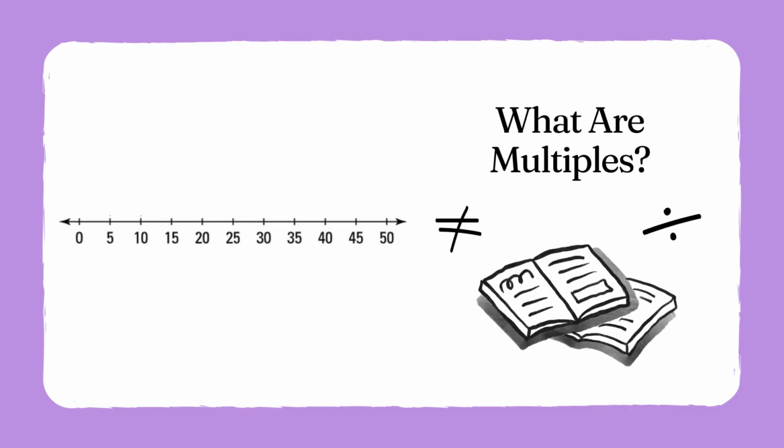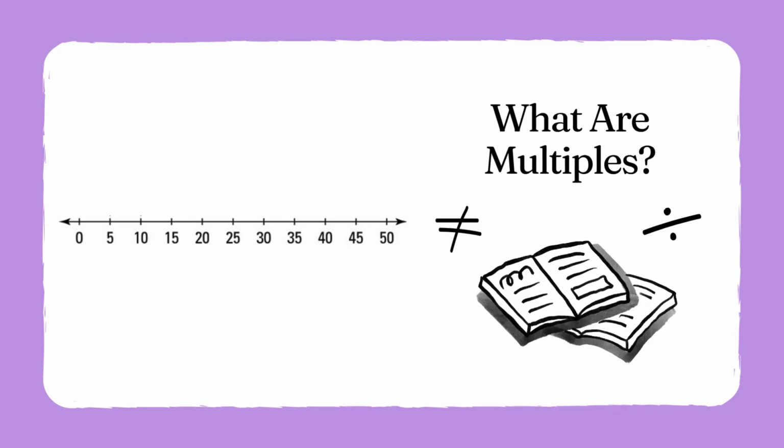Now let's move to multiples. Multiples are what we get when we multiply a number by 1, 2, 3, 4, and so on. In the example, 5 times 1 is 5, 5 times 2 is 10, 5 times 3 is 15, and 5 times 4 is 20, and so on. Therefore, the multiples of 5 are 5, 10, 15, 20, 25, 30, and it goes on forever.